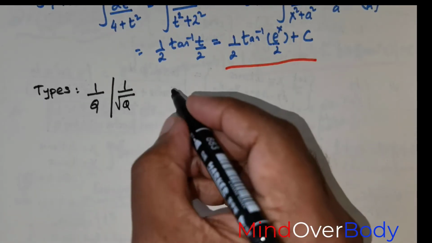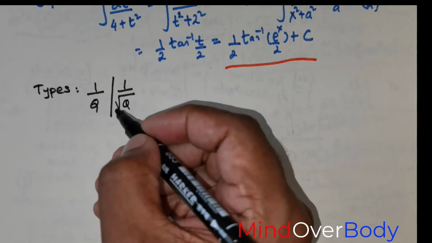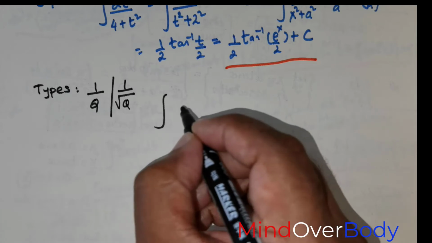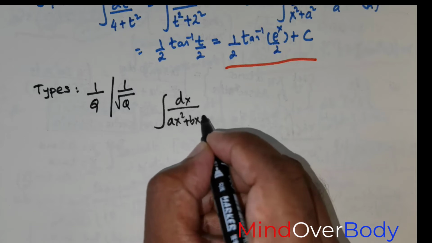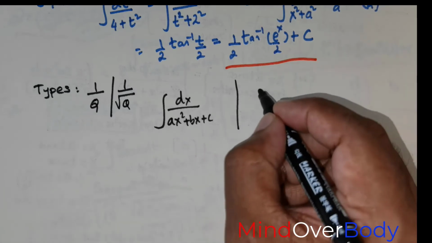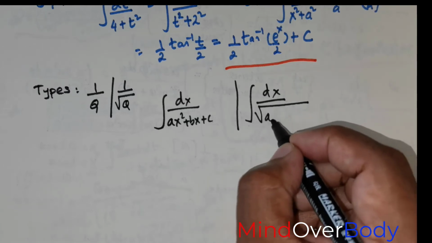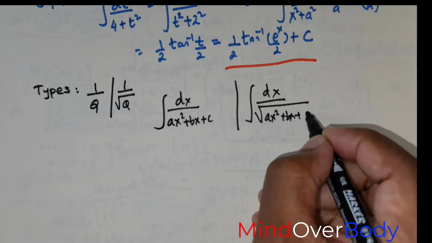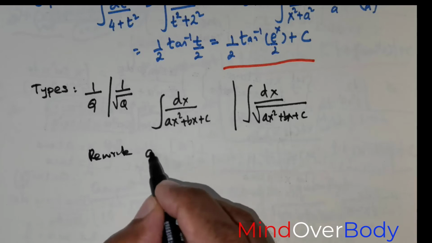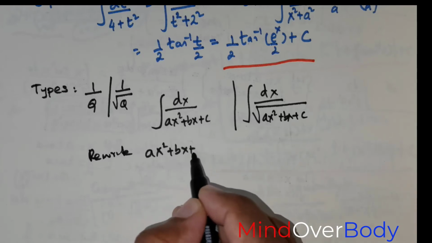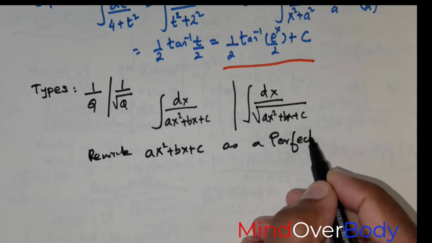Students, we are going to see two new types, 1 over a quadratic equation or 1 over square root of a quadratic equation. So that integral will look like this. dx over ax squared positive bx positive c, or you will be given integral dx over square root of ax squared positive bx positive c. So in either of these cases, what you got to do, you will have to rewrite the denominator ax squared positive bx positive c as a perfect square.